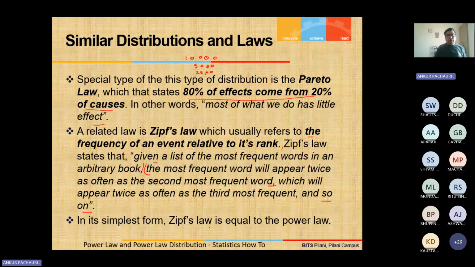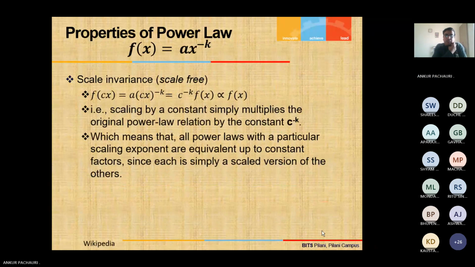So the simplest forms, Zipf's law and Pareto's law and others, are all called power laws. They all belong to the superset usually called power law. There are a few properties of a power law. It is scale invariant. Suppose the power law states that f(x) equals a x to the power minus k. Now if you replace x by cx, you just scale it up.